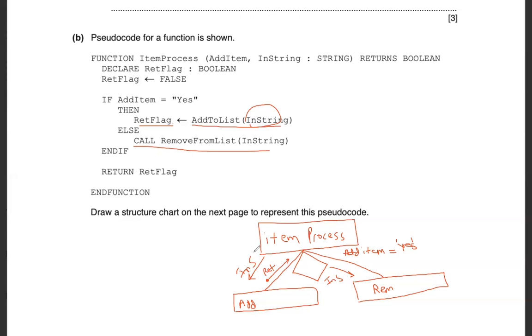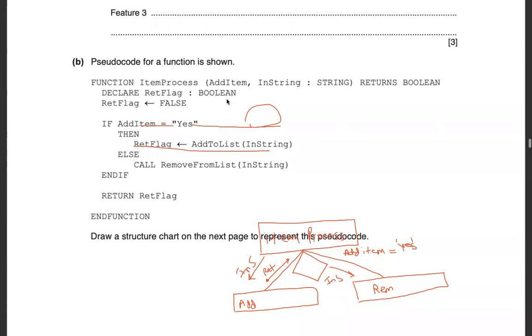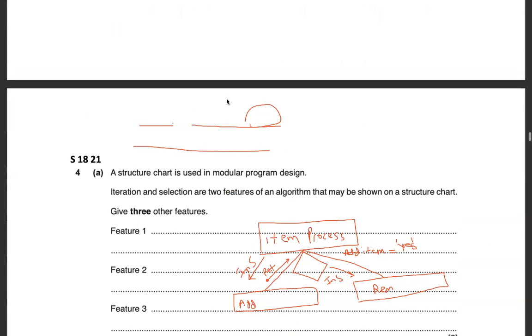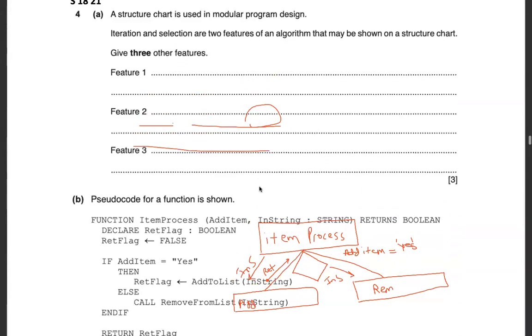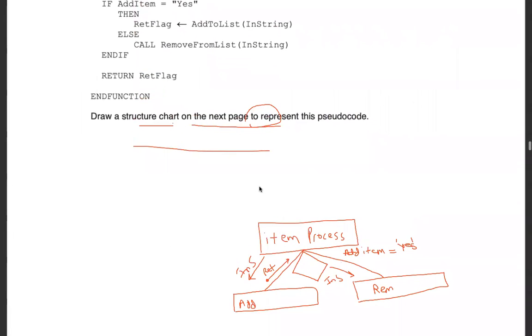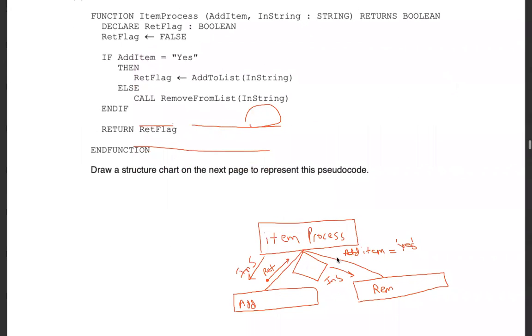So this is basically what my stepwise refinement diagram of this item process part looks like. Obviously item process itself may be part of another program. It's a function on its own, so there's no mention of that here. We're supposed to only define item process, and based on that, the structure chart should look like this.